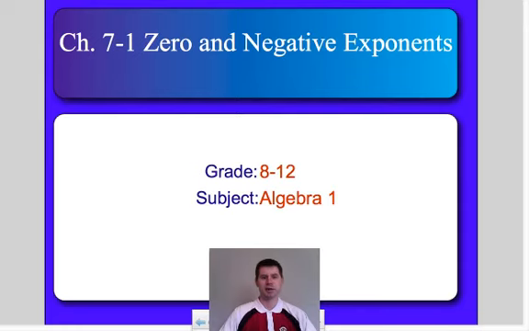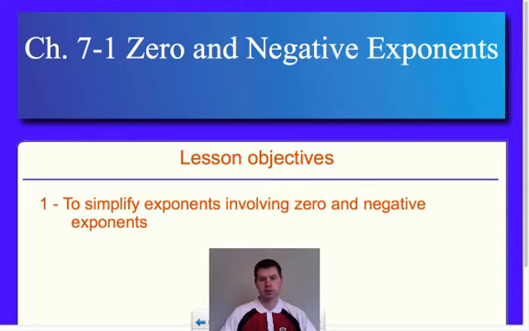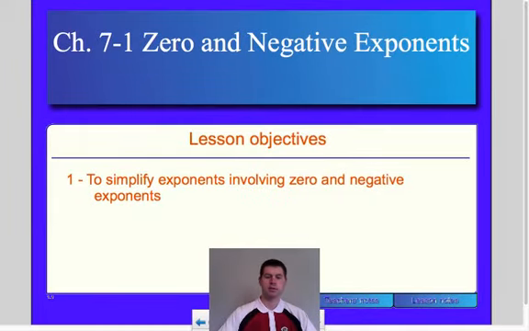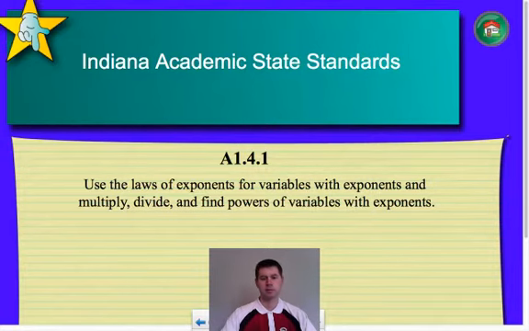Okay, well today we're going to be talking about 7.1, which is 0 and negative exponents. Our objective for today is going to be to simplify exponents involving 0 and negative exponents. Okay, and our standard is A1.4.1, which is going to be using the law of exponents.